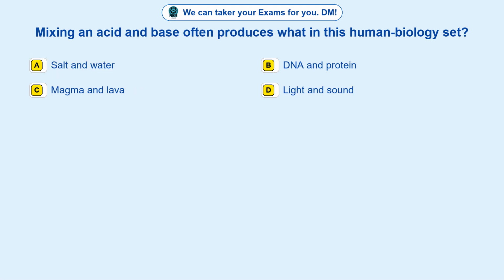Question 38. Mixing an acid and base often produces what in this human biology set? Option A, salt and water. Option B, DNA and protein. Option C, magma and lava. Option D, light and sound.